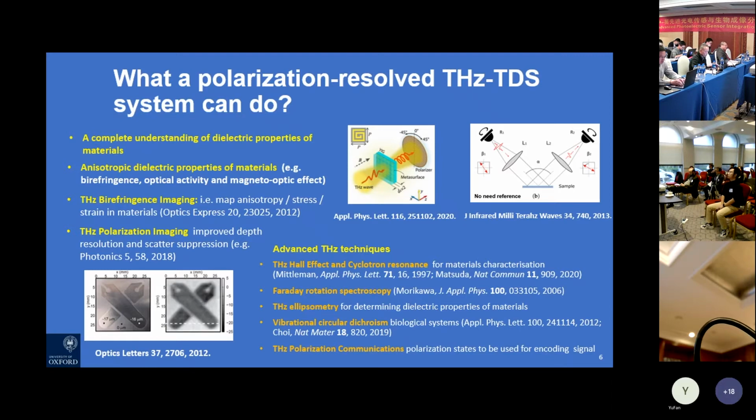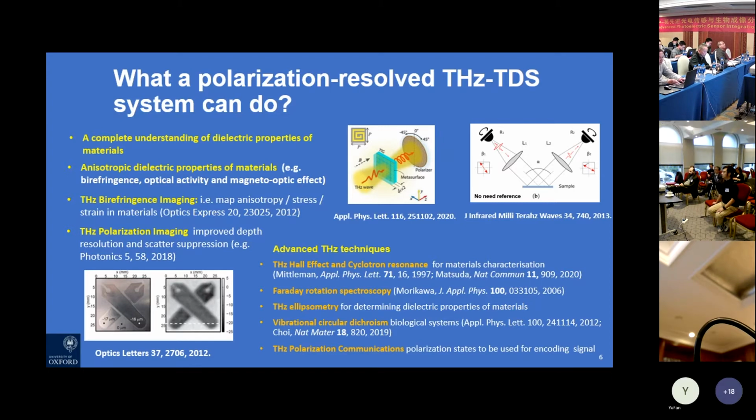And also, when the terahertz transmits through a sample, the polarization state of the terahertz signal may also change, which will decrease the spatial resolution in terahertz imaging. So polarization correction is highly desired in terahertz imaging technique.